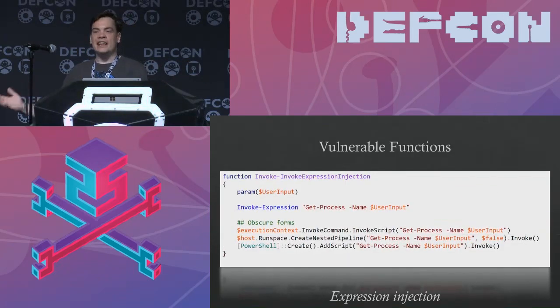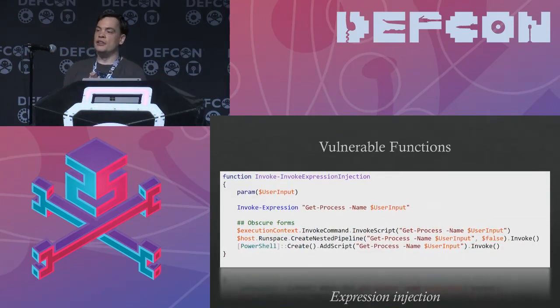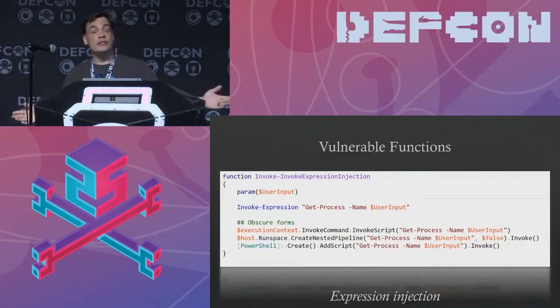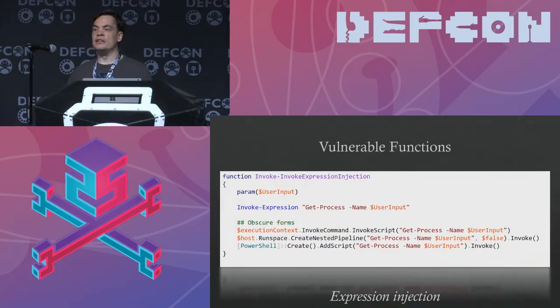Here's an example of somebody thinking they want to take some user input, for example, a process name, and call get process with that name. And what you'll normally see is that they're used to doing things from Python or whatever, where you do an exec call or a system call. So this is somebody trying to do that with get process. That's a bad idea. Invoke expression says, PowerShell, I'm going to give you a chunk of script, run whatever I give you. User input can contain semicolons or any sort of download cradle, and you're done there. There's a bunch of obscure forms of script injection coming here from invoke script, create nested pipeline, add script. So make sure to keep your eyes on those.